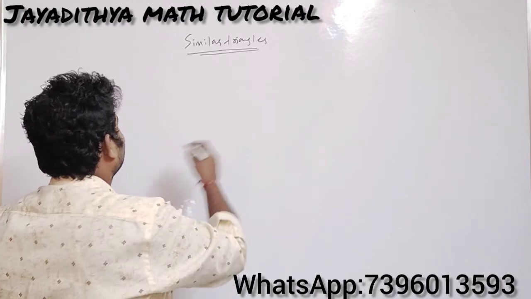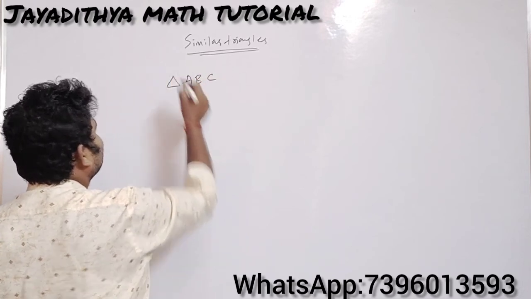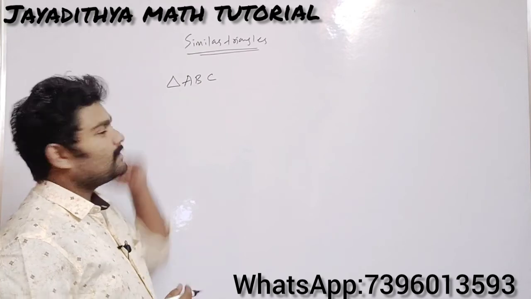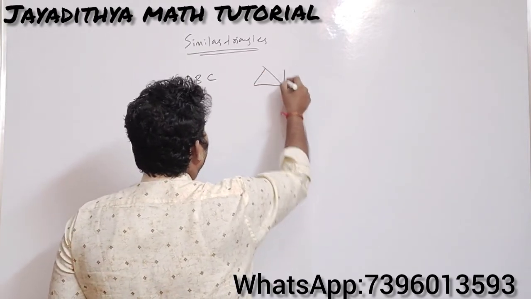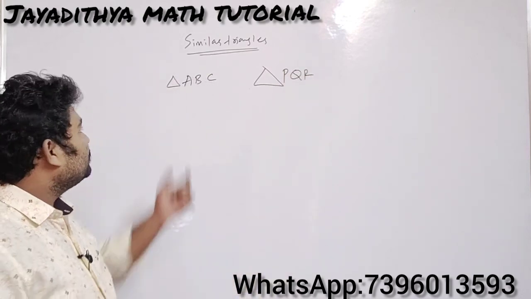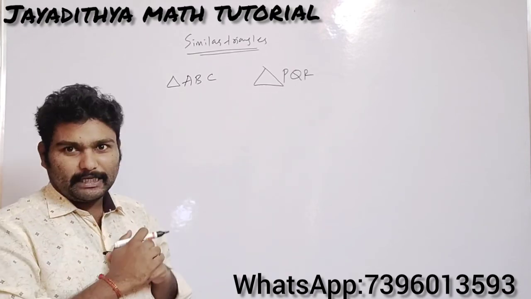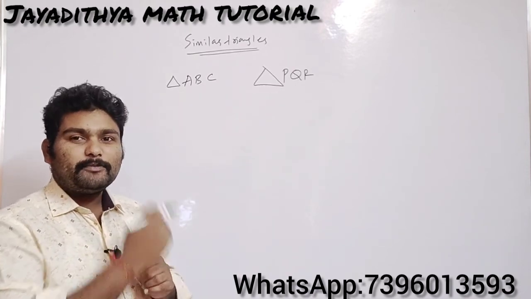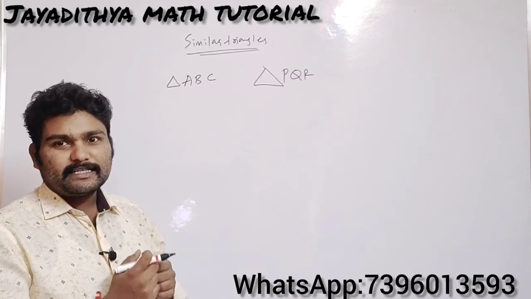So for example, a triangle is there whose vertices are ABC. We denote that triangle as triangle ABC. And let us take one more triangle PQR. These are the standard triangles we always take when we are explaining. So triangle ABC and triangle PQR are similar. How they will be similar means they will be having some criterions, and we will be discussing about the criterions.